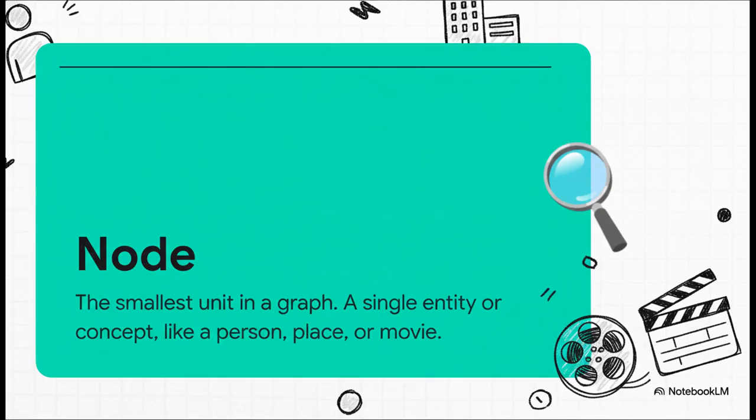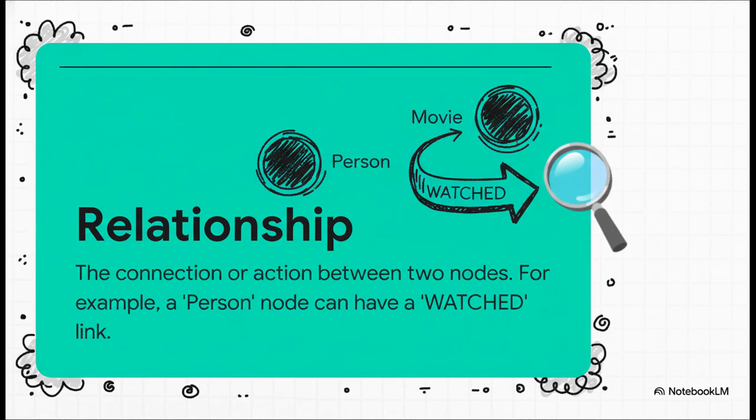Okay, the first building block is something called a node. And it's super simple. A node is just a single thing or concept. It could be a person, a company, a place, a movie, whatever. If you want to think about it in grammar terms, it's basically just a noun. It's the who or the what. But nodes by themselves are just dots on a page. They're not connected to anything.